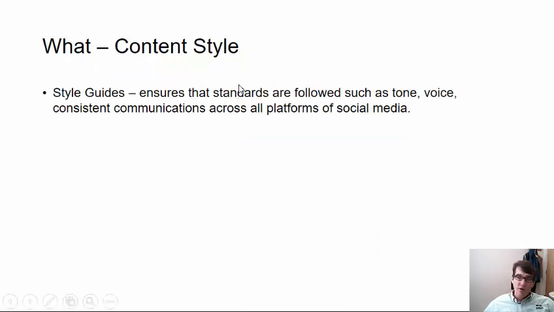And then also, when you're doing this, a lot of it is going to evolve into the style guides. When you have your content, you want to think about the style that you're going to present it in, so it is tied into your brand. We've talked about style guides quite a bit, but it ensures that the standards are followed, such as tone, voice, consistent communications across all platforms of social media.